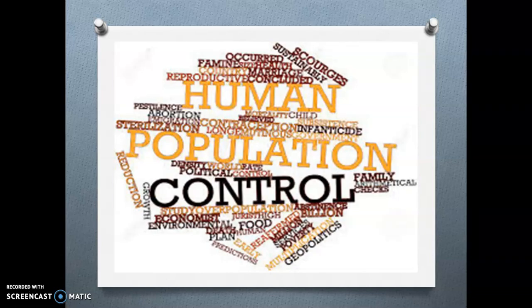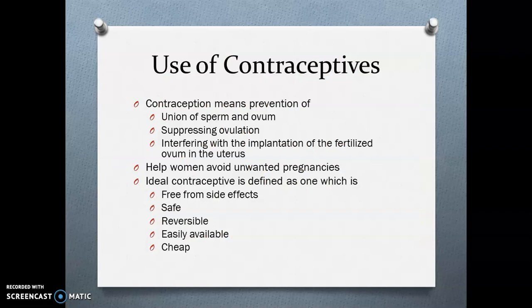And now we are going to family planning, or the control of population growth. Population growth control, or family planning, can be achieved by the use of contraceptives. Contraception is a term that is concerned with the prevention of union of sperm and ovum, suppressing ovulation, or interfering with the implantation of the fertilized ovum in the uterus. So contraception is actually concerned with the prevention of birth of a child.